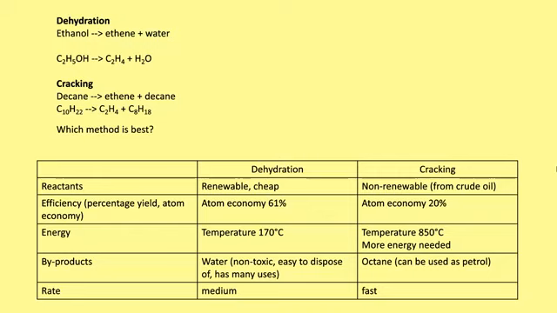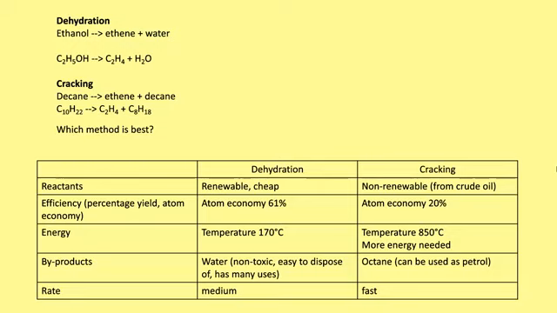Now in terms of energy, dehydration is carried out at 170 degrees C, and cracking is carried out at 150 degrees C. So much more energy is needed for the cracking. So it's going to cost you more. You're going to produce more pollution. So again, the ethanol is better from that example.